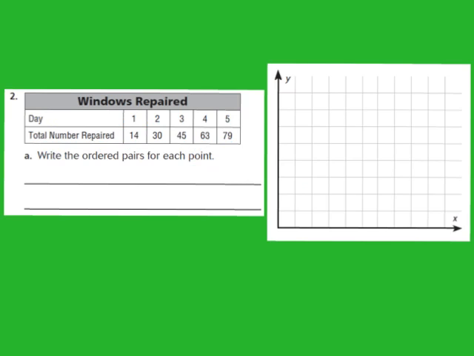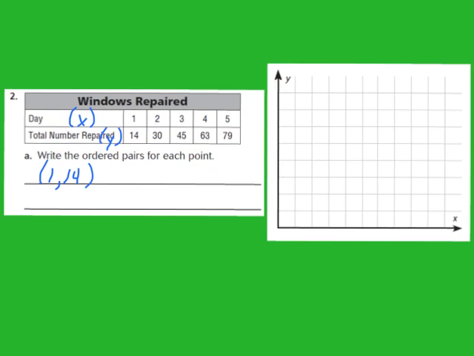I'm going to label the days as our x coordinate. So I'm going to go ahead and put an x next to day, and next to the total number repaired, I'm going to make that our y coordinate. And now I'm going to write the ordered pairs for each point. So for day 1, I know that there were 14 windows repaired. So I'm going to put those together, and my first ordered pair is going to be 1, 14. And once again, that represents day 1, and on day 1, or after day 1, there were 14 windows that were repaired. Now I'm going to move over to day 2.